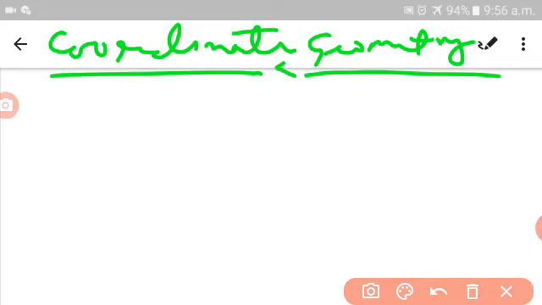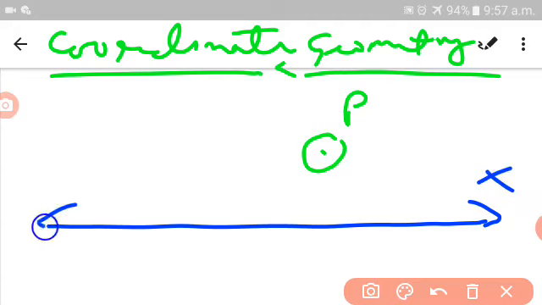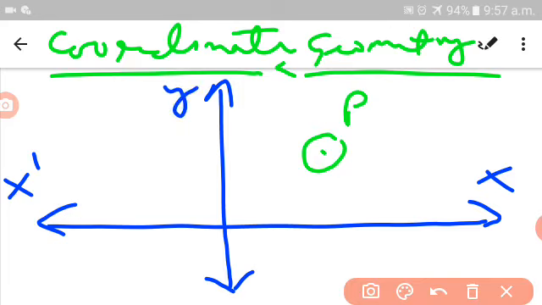So in class 9th we have studied that to locate the position of a point, let us say P is a point, on a plane we require a pair of coordinate axes. So let me draw. This is x-axis, x dash, and this is my y-axis, that is y dash, right? So what we have learned, the distance of any point from the y-axis is called its x-coordinate or abscissa, right?